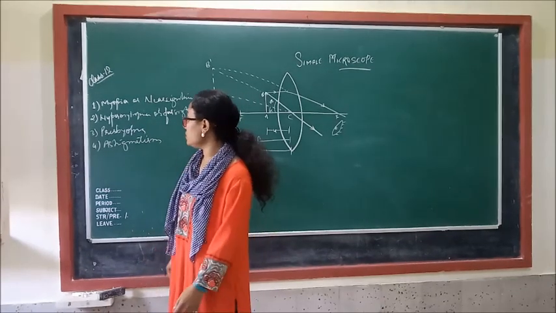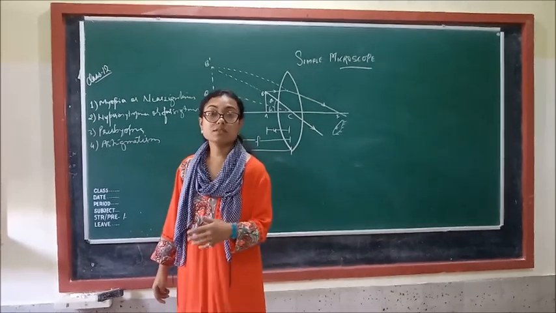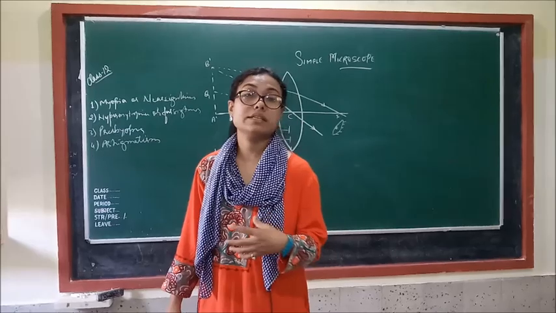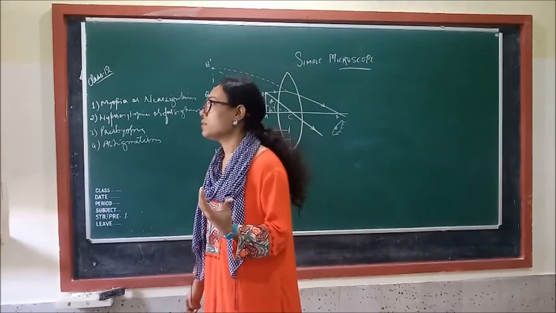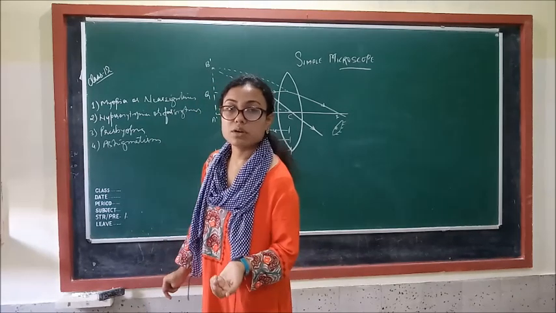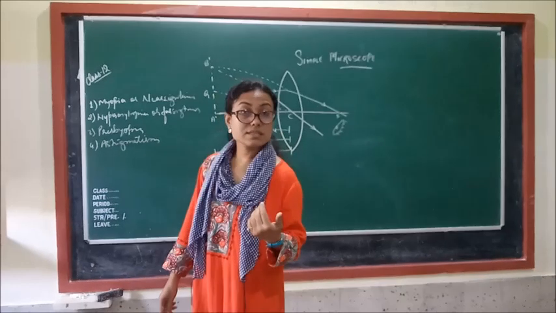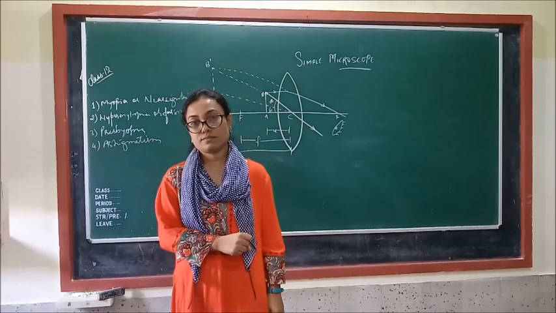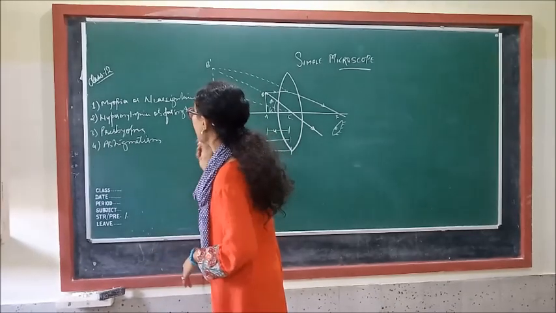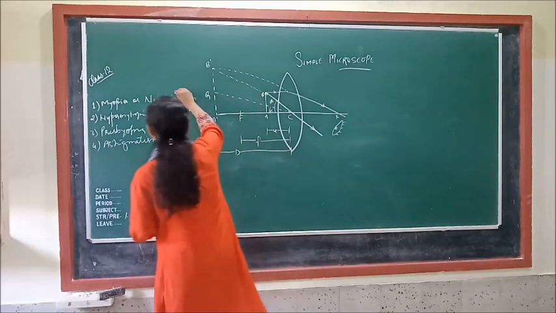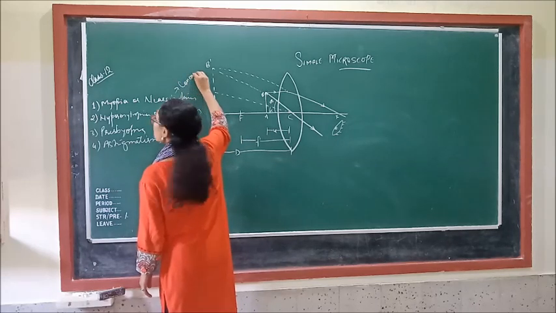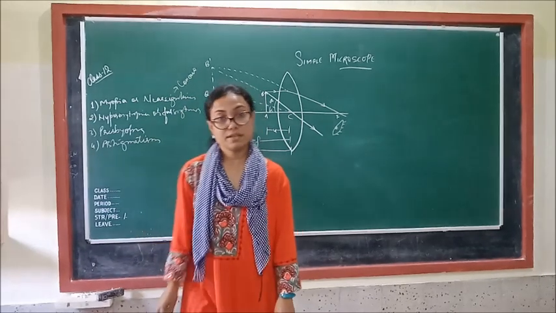That person's eyeball gets too elongated. Elongated means its eyeball is bigger than its normal size, and its focal length is small in comparison to normal focal length. How can it be cured? With the concave lens. It means my lens is a concave lens.